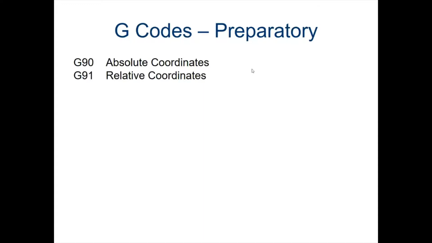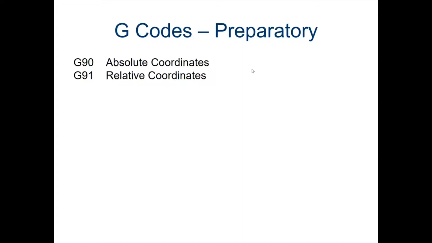And then we have G91. One of these two codes has to be at the beginning of every program you write. So G90 and G91 are both going to be used. It kind of just depends on what you're doing. Generally, we'll start with G90 for pretty much every program, and then you might switch to G91 for later ones.